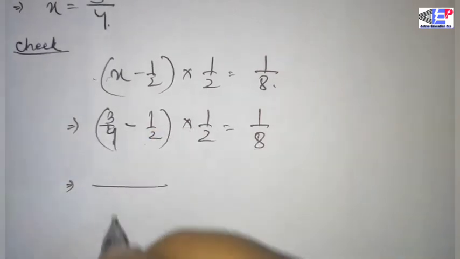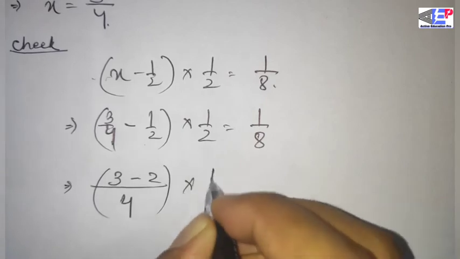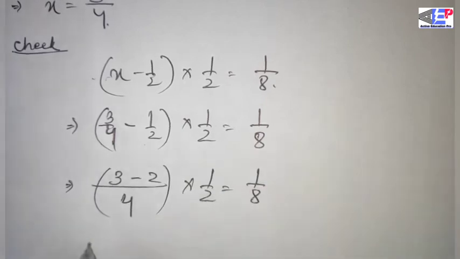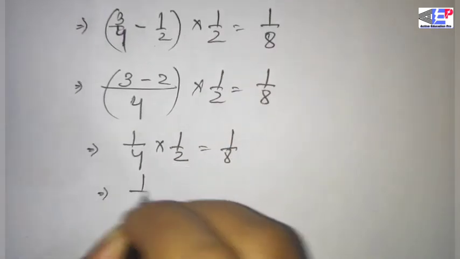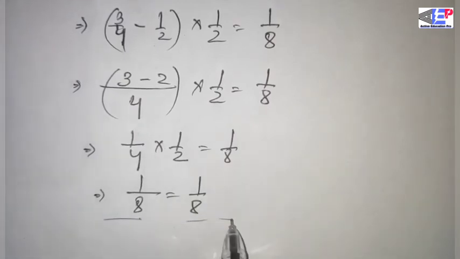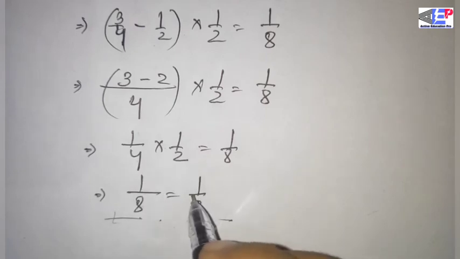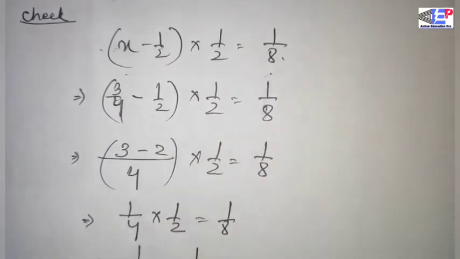Here 4 is the LCM. (3 minus 2) by 4 into 1 by 2 is 1 by 8, and 1 by 4 into 1 by 2 is equal to 1 by 8. Finally 1 by 8 is equal to 1 by 8. It means LHS is equal to RHS. This is the LHS side and this is the RHS side. Finally we proved that x is 3 by 4 holds true for this algebraic equation. Okay, then next move to our second question.